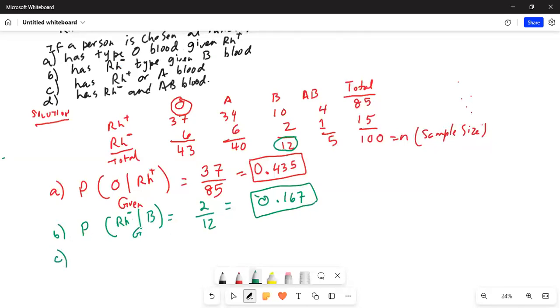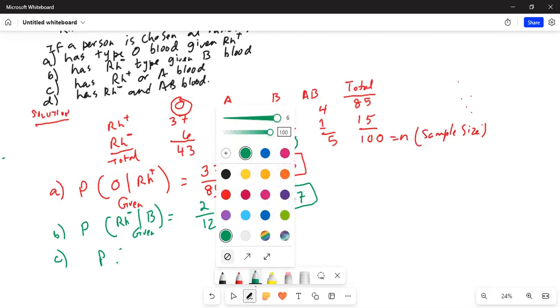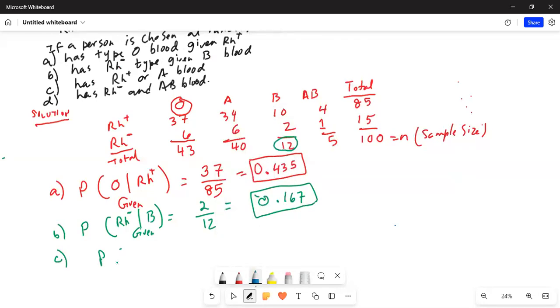Okay, so this is also given. That means B happened first, out of which how much is Rh minus? So B happened first, the total of B is 12, out of which Rh minus is 2. Next one, part C, has Rh plus or A blood? Probability. So let me erase this and rewrite it.